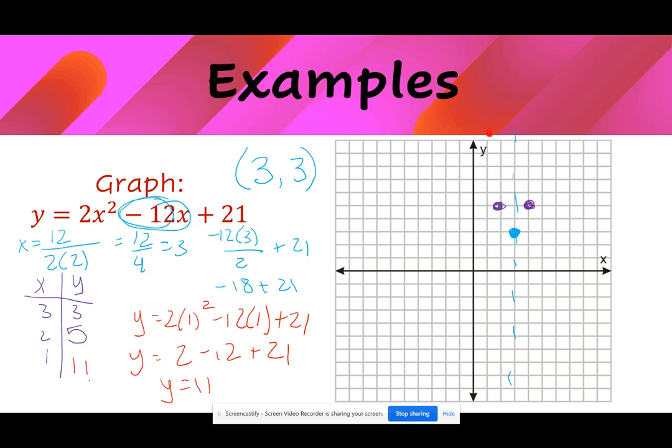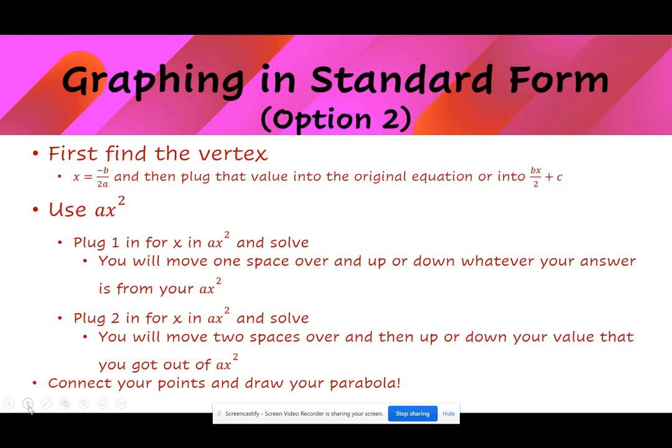It'll be right off, but we count over 2, and that's our new point. Then you just connect them to draw your parabola. So again, we only plugged in 2 points back into the equation. So this is our first way of how you can graph quadratics. You first find your vertex and then plug in 2 points and use your axis of symmetry to find 2 more points.